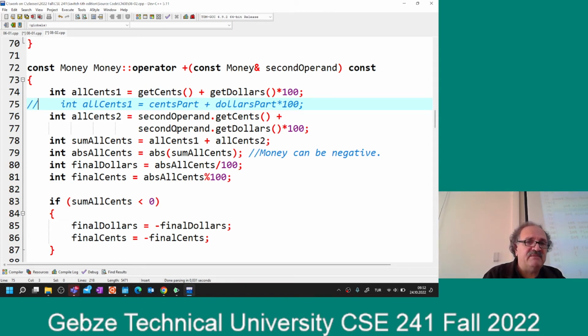And I can do the same thing with the second parameter too, because it's a money object. I am a function member. I can access these private data members, but I am not going to do that. Okay, good.